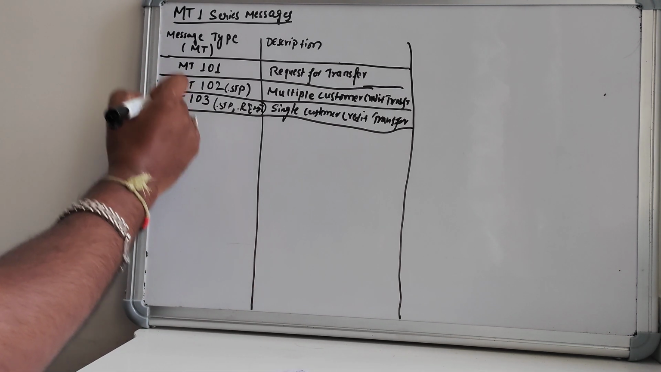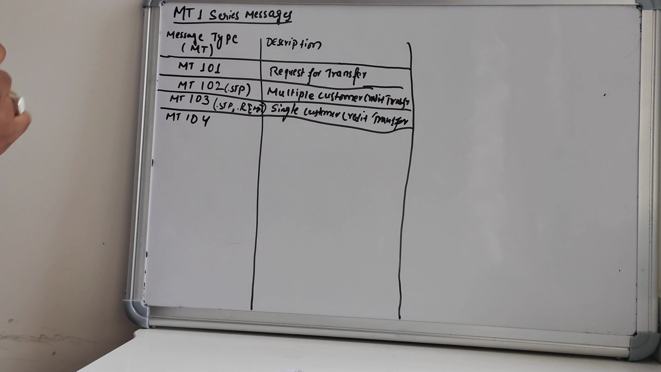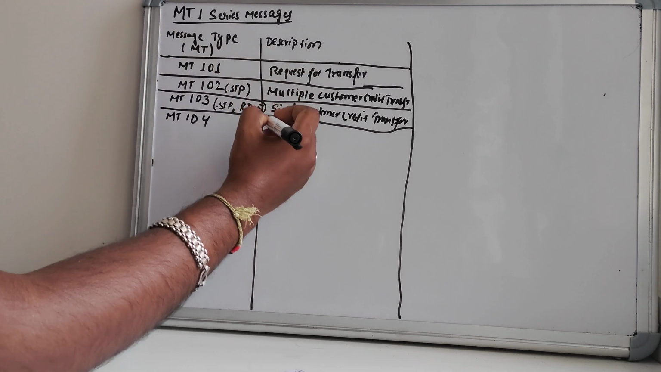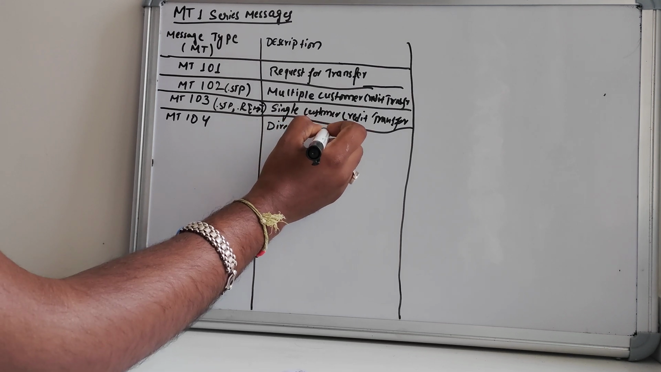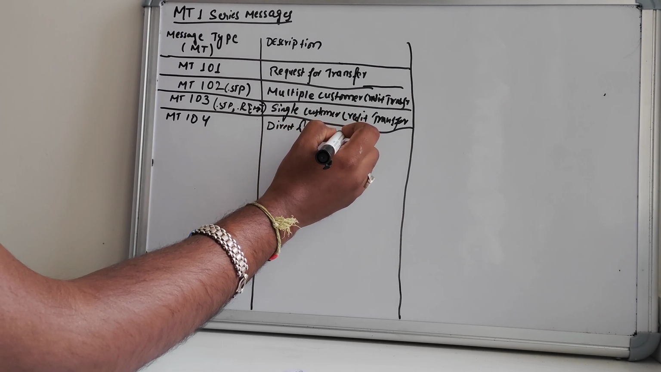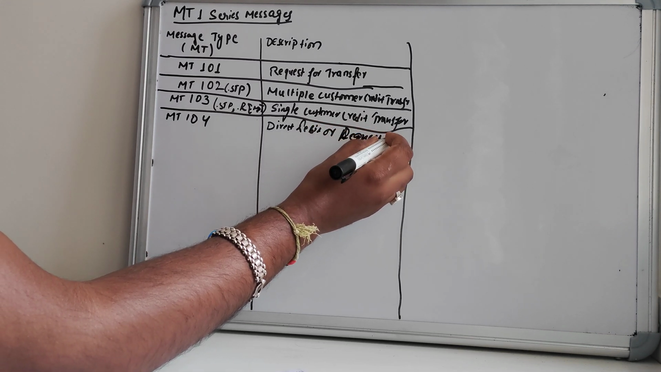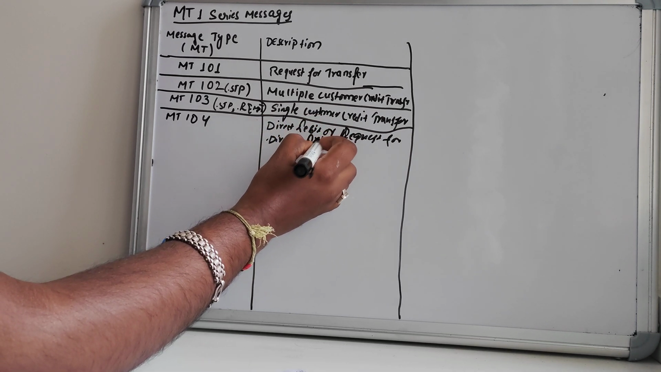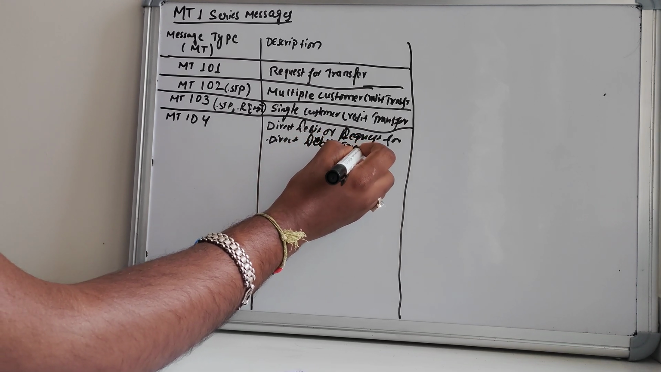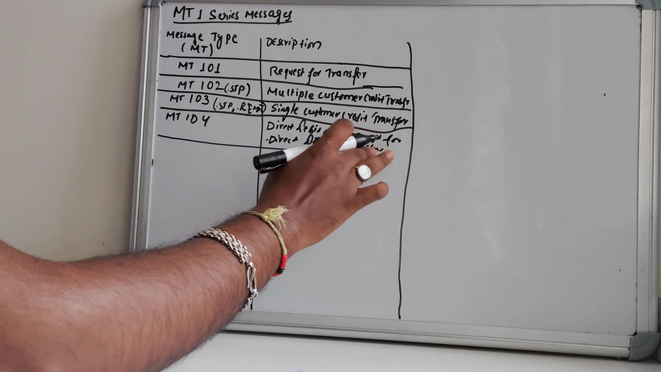The next one is MT104. Now what is MT104? MT104 is direct debit and request for direct debit transfer. This is MT104.